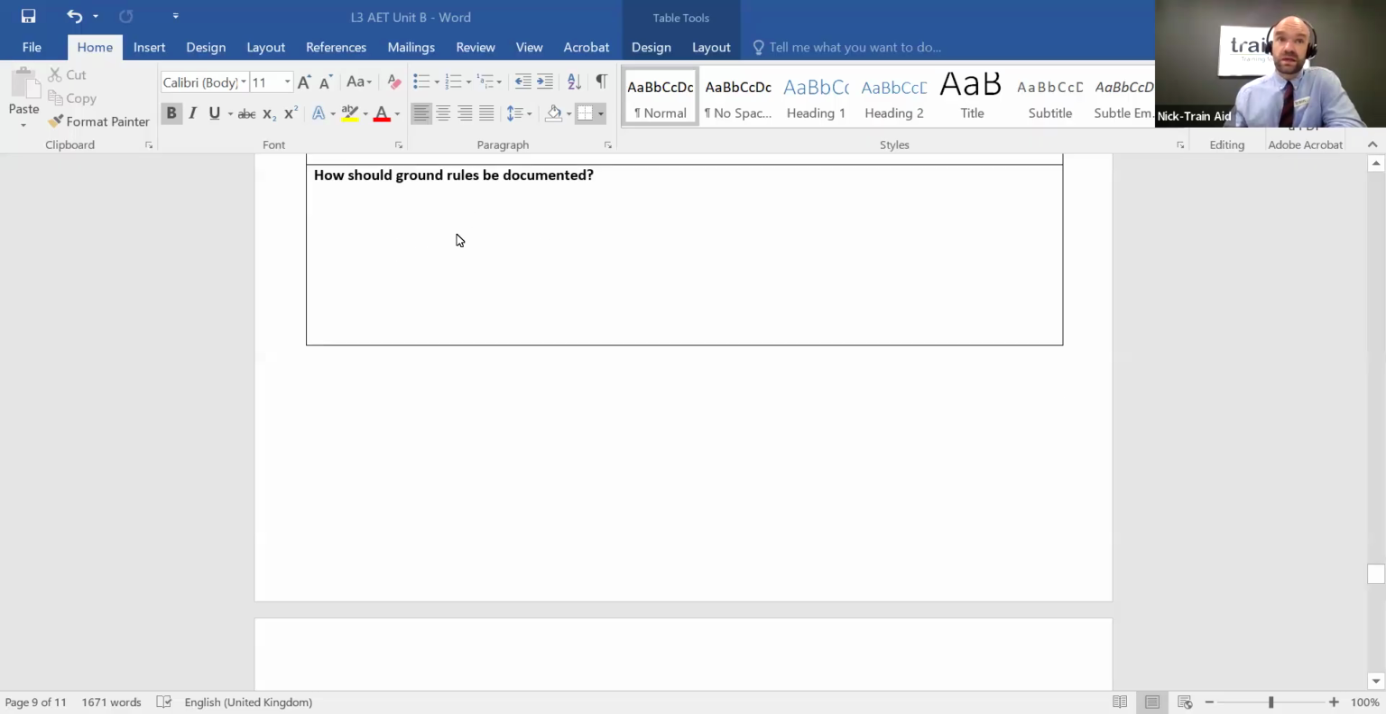Next one is how should ground rules be documented? So that should be done once again at the start of a lesson, but written down for all to see. So what you could do is if you have some flip chart paper or simply a whiteboard, you could get your learners to write down the rules. As mentioned, you could have one person who's the scribe and write these down. I always think it's very good to get learners to sign the flip chart paper or whiteboard, so we are all in agreement of these classroom rules.